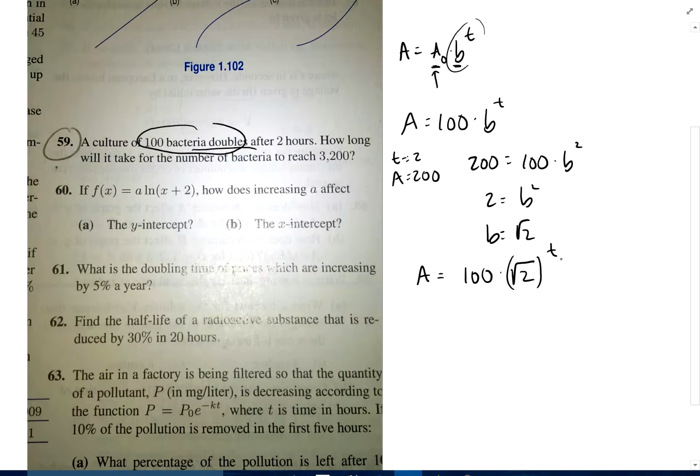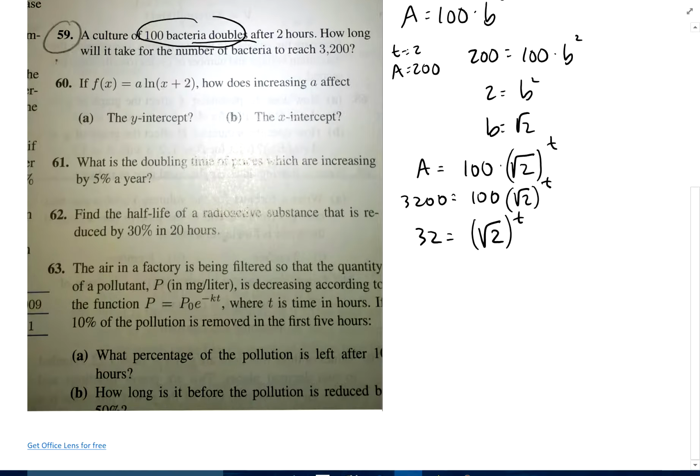And then it says, how long will it take for the bacteria to reach 3,200? Okay, so now I'm going to get T by itself. I divide by 100, and I get 32 equals square root of 2 to the T. We didn't talk about this much in class. How do I solve for T? That's where we use logarithms. T equals log base square root of 2 of 32. That's just the definition of logarithm. It's the number that I raise the square root of 2 to in order to get 32.